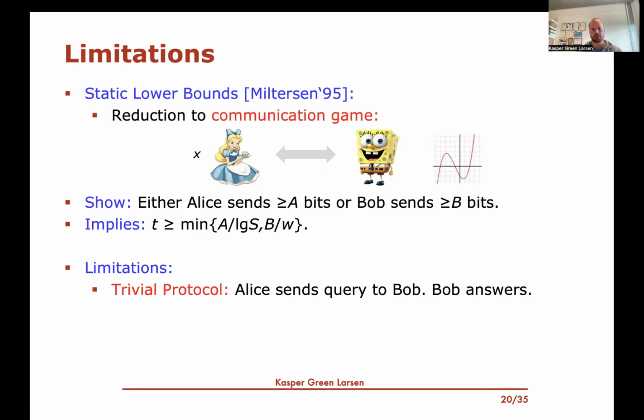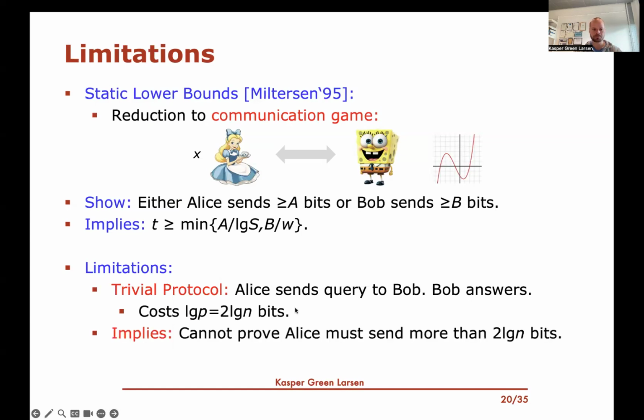The reason the limitations come from is basically that there's a trivial protocol, right? There's a trivial protocol where Alice sends her query to Bob, and Bob looks at his input, and Bob can then compute the answer and tells it to Alice. So the number of bits that Alice is sending in this protocol is really, she just sends her input, which is log p bits, which is like 2 log n in this case, if the prime is around n squared. So Alice sends her input to Bob.